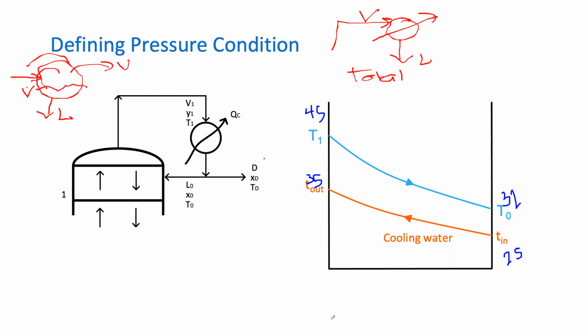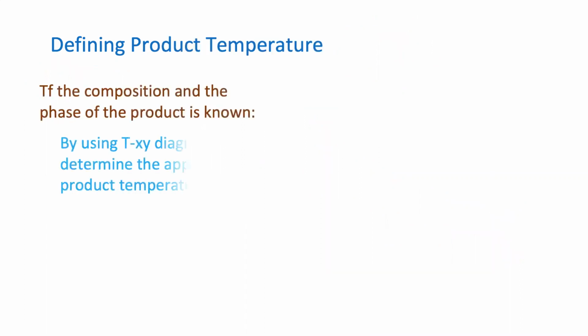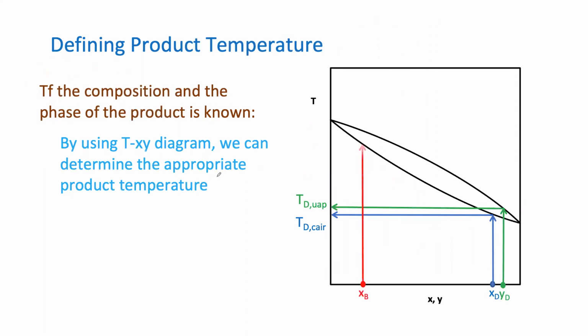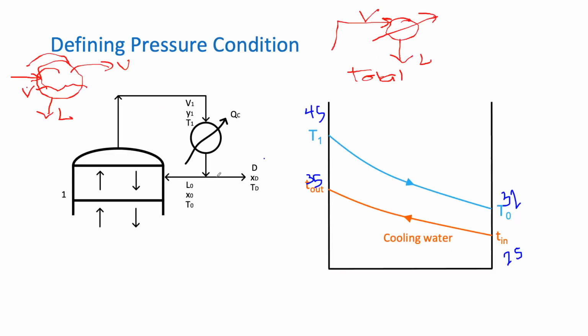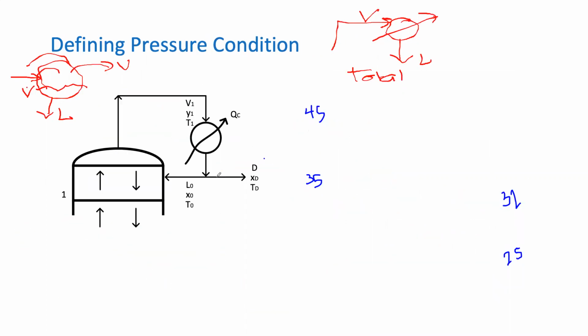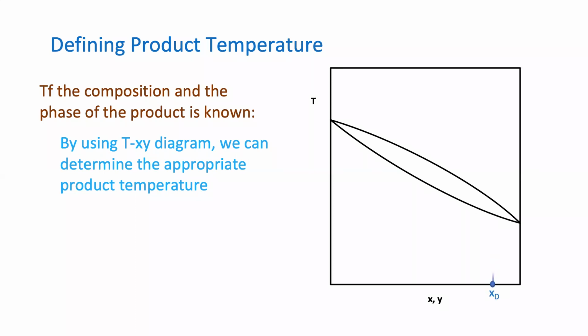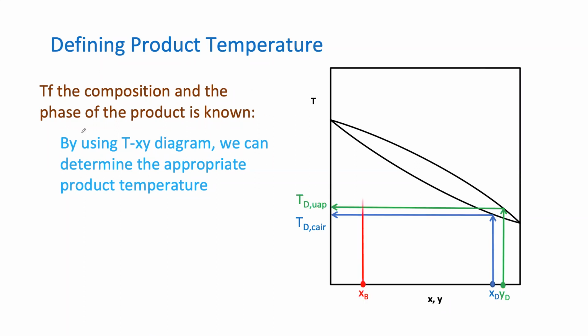Right, so let's continue, and then also defining the temperature. If TF is the temperature and composition of the feed, and the phase of the product is known, then by using the TXY diagram, we can determine the appropriate product temperature.